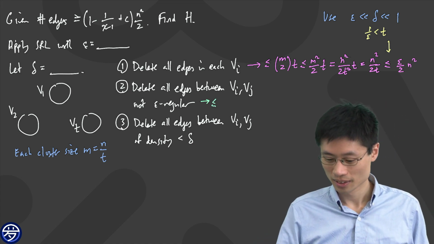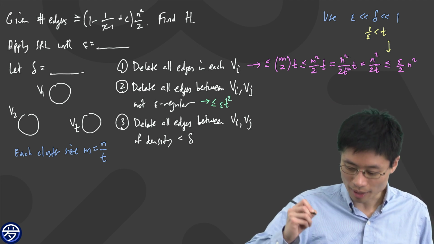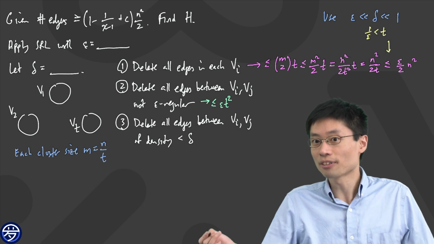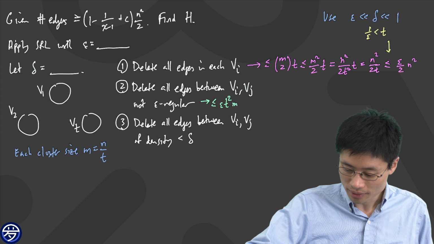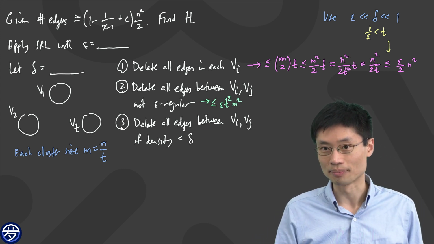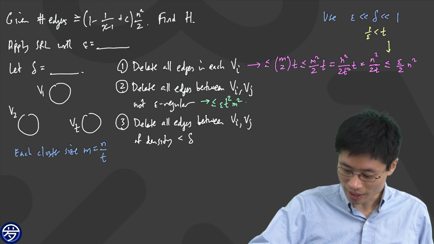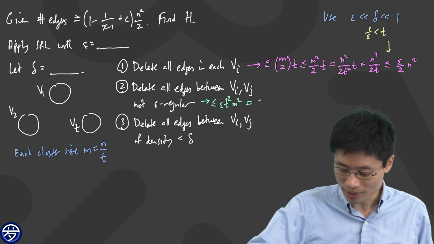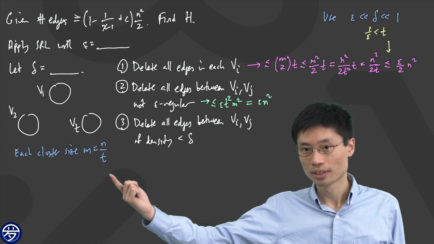Well, we know there's at most epsilon t squared who are not epsilon regular. And for each one of them, the most number of edges I might lose is m squared, because each part was size m. And now let's continue to bound that. Actually here, m times t, oh, that's very convenient. I didn't even need to leave this much space. I'm going to write equals epsilon n squared, because the m times t is actually the n.